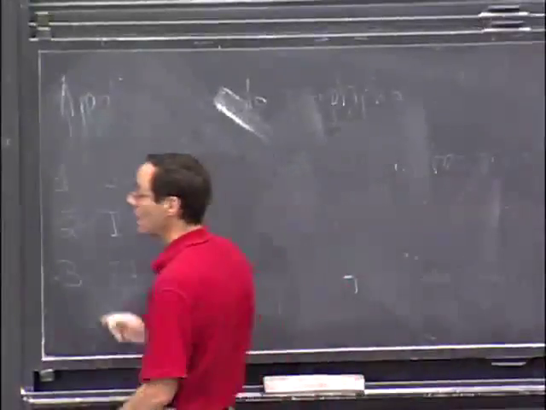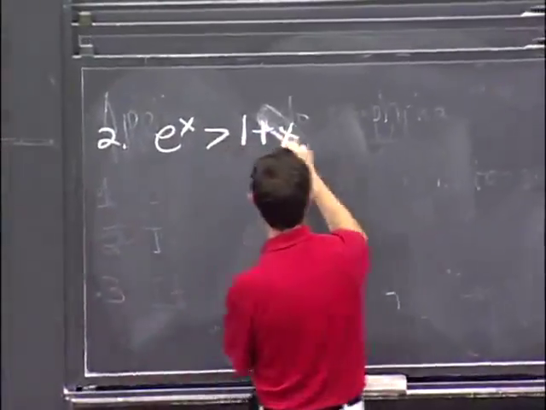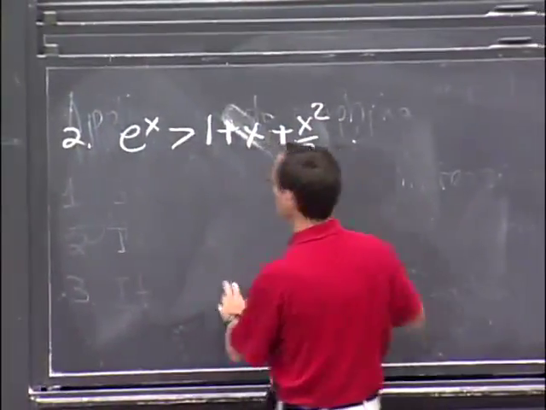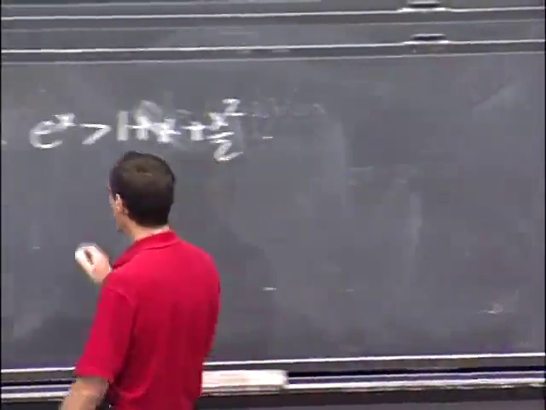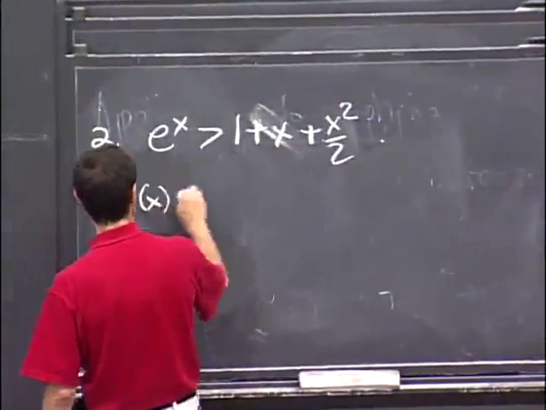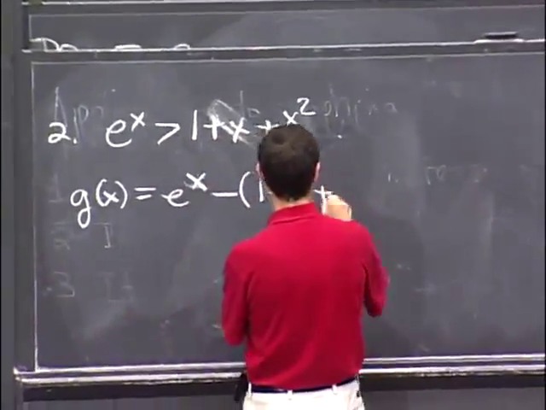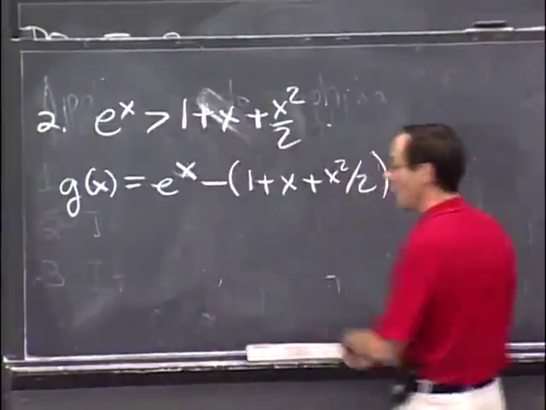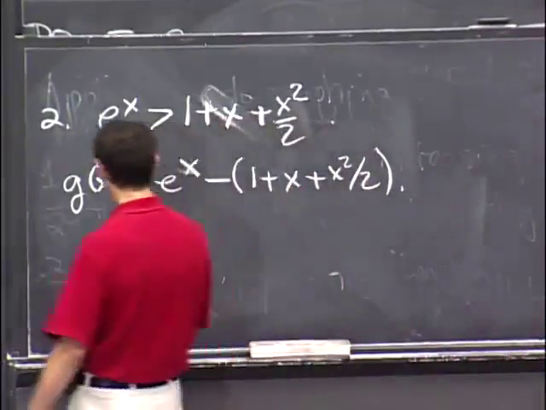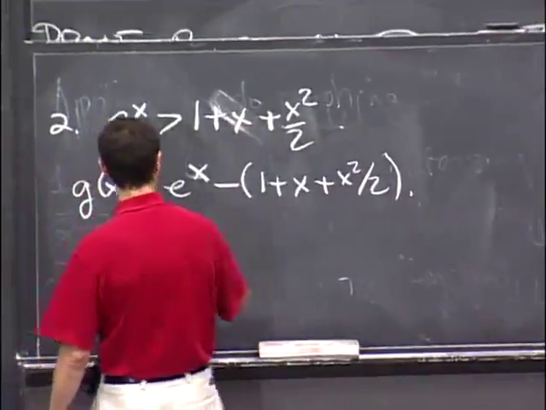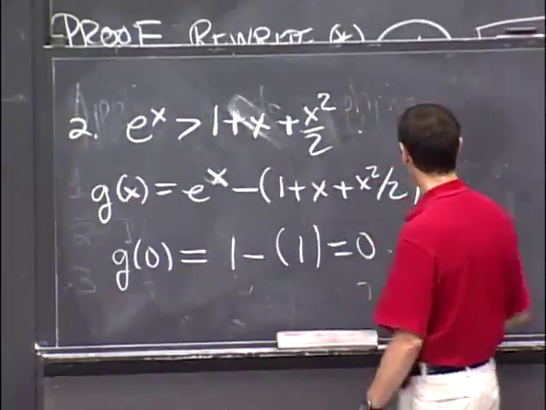And the next thing I want to prove to you is that e to the x is bigger than 1 plus x squared over 2. So how do I do that? I introduce a function g of x, which is e to the x minus this. And now I'm just going to do exactly the same thing I did before, which is I get started with g of 0, which is 1 minus 1, which is 0.